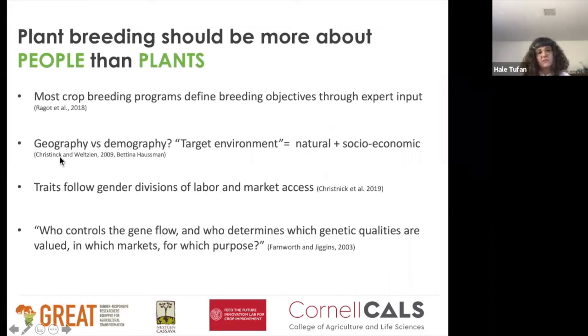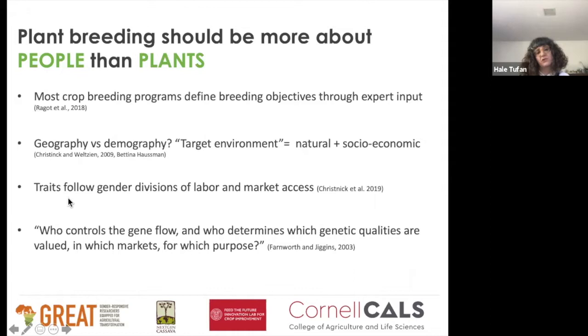There's a tension between geography and demography. So there's been work by past breeders and researchers, for example, Ava, who was featured again a few weeks ago, but also Bettina Hassman, looking at redefining a target environment to not just be natural, quote unquote, but also socioeconomic. Can we kind of do G by E by M by social context? So there's a lot of complexity here, but it's really important.